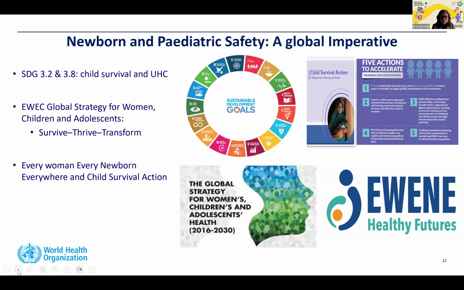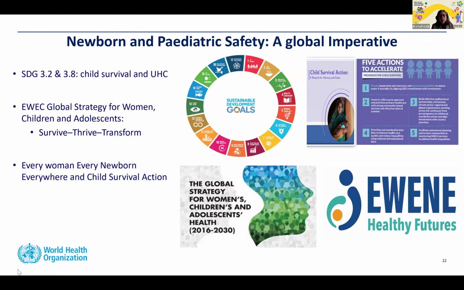And within that, there are a number of international mechanisms or strategies and plans that allow for their implementation. Among them, Every Woman, Every Newborn, Everywhere, or EWENE, is one of the big strategies. The Child Survival Action Plan is another strategy that is focusing on pediatric and newborn care, and they are looking at safety and quality of care as their priority strategic objectives.